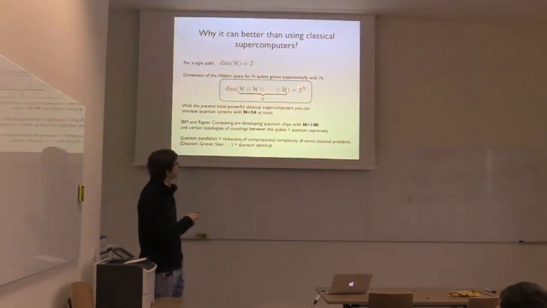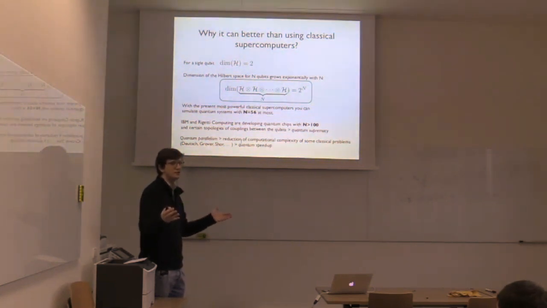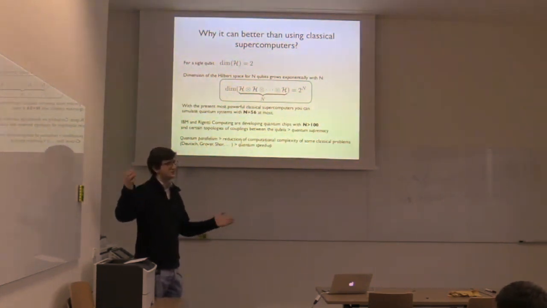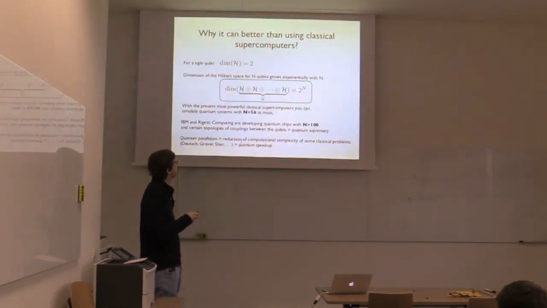And to perform simulations of these quantum systems on classical computers, basically multiplying matrices, because every operator is a matrix of dimension 2 to the 56 by 2 to the 56, this is something extremely huge.